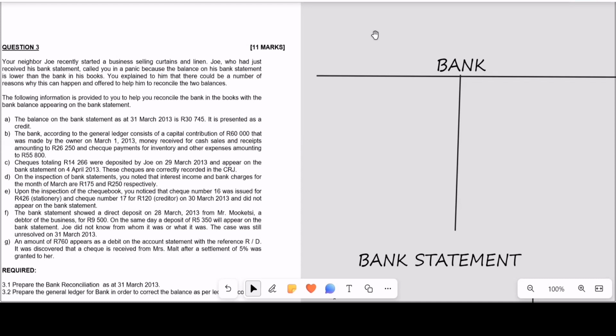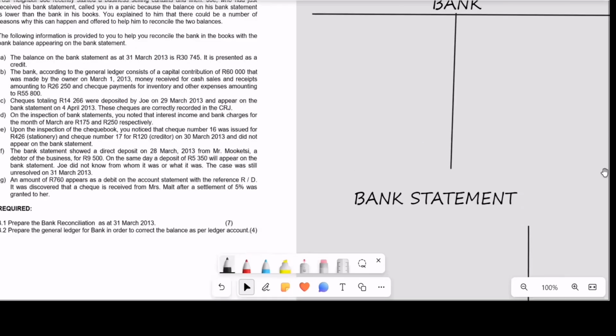Today we'll be looking at a bank recon question. Let's start with the question. Your neighbor Joe recently started a business selling curtains and linen. Joe, who had just received his bank statements, called you in a panic because the balance on his bank statement is lower than the bank in his books. You explained to him that there could be a number of reasons why this can happen and offered to help him to reconcile the two balances.